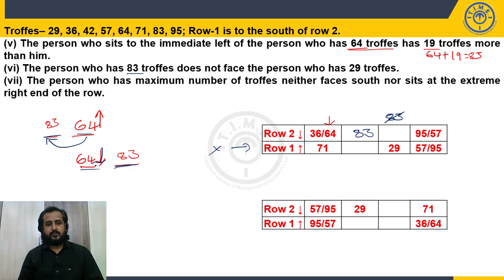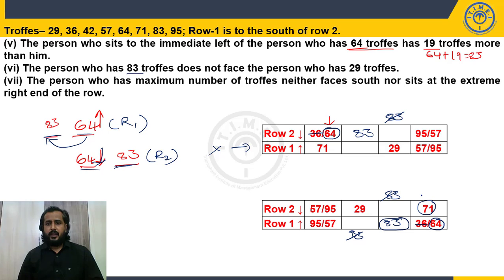So 64 will be facing towards south. South is nothing but row 2. North is nothing but row 1. Right. So for row 2, I need to take 83 at the immediate right of 64. So it is not 36, it is 64. Now in this case, I cannot take 83 here, because 83 should be adjacent to 64. So it cannot be row 2. It has to be row 1 only. So where is it possible? Here. And 83 is immediate left of 64. So this will be 64, because it is row 1. So this is 83.